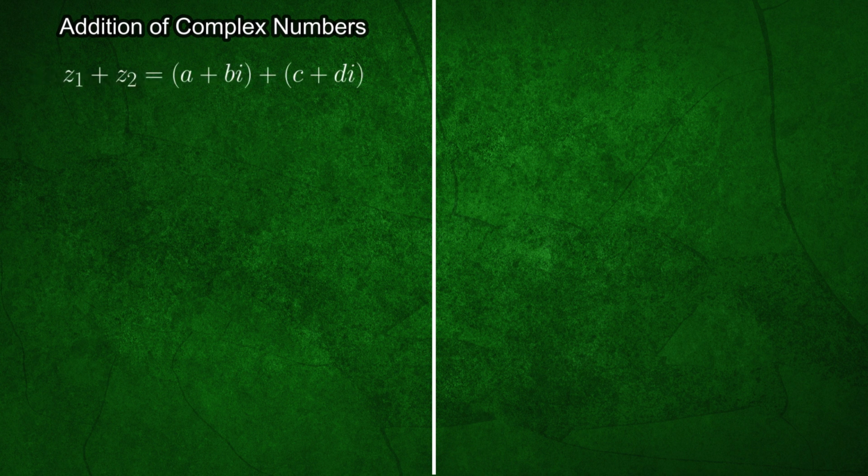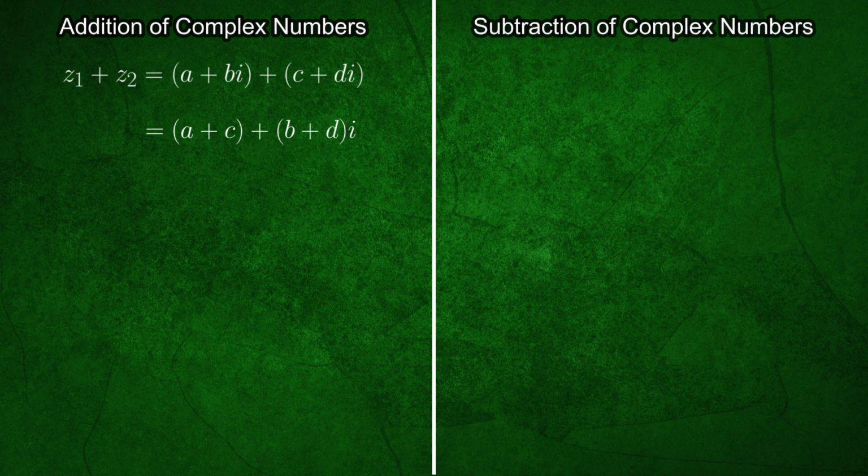Now, let us take advantage of the fact that we are defining math operations on complex numbers, and let us start talking about basic operations on complex numbers. The addition of two complex numbers, a plus bi plus c plus di, will be equal to a plus c plus b plus d times i. The subtraction of two complex numbers, a plus bi minus c plus di, will be equal to a minus c plus b minus d times i.